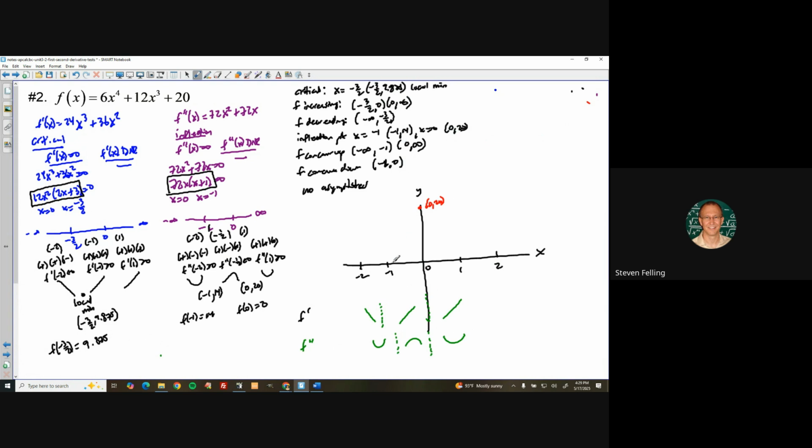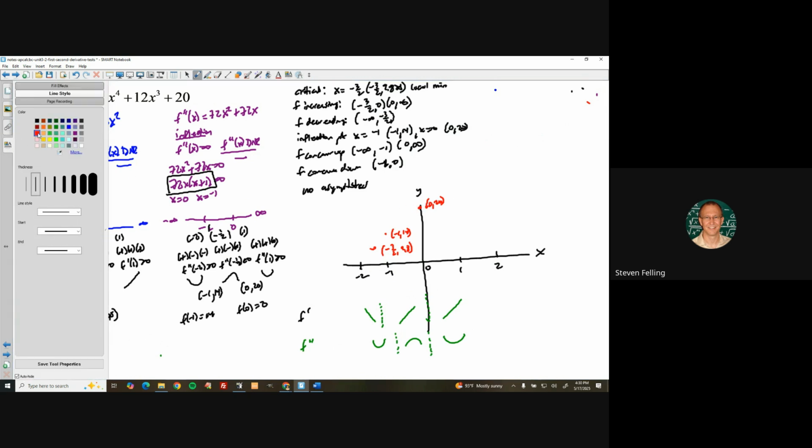Okay, we also have a point at -1, 14. So somewhere down here, I'm just going to label that point -1, 14. Oh no, it's +14, sorry. -1, +14. So maybe right about there. And then we also have the point -3/2, 9.8. So somewhere around here at -1.5, 9.8 that's a local minimum right there. These are inflection points.